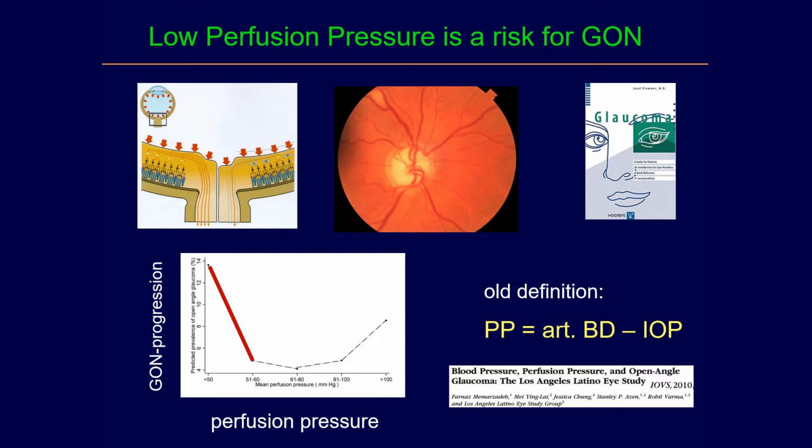The resulting decrease in perfusion pressure is particularly relevant for glaucoma, because a low perfusion pressure is a known risk factor for progression of glaucomatous neuropathy. Since it was previously assumed that the retinal venous pressure simply corresponds to the IOP, perfusion pressure was defined as arterial pressure minus IOP.